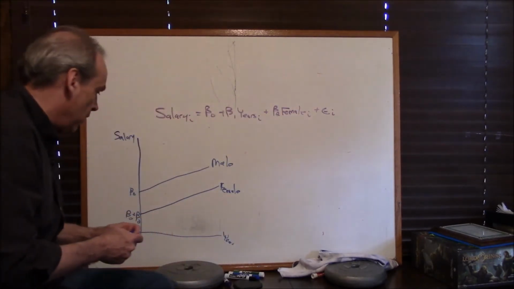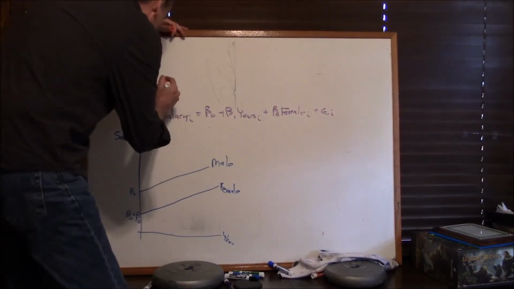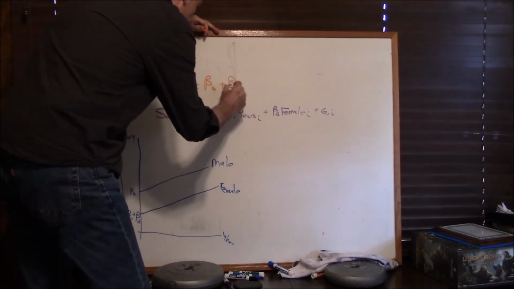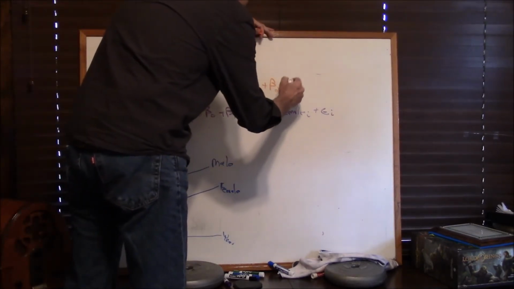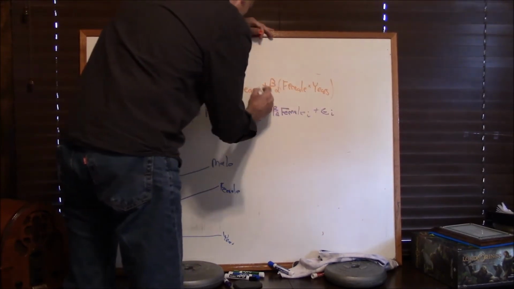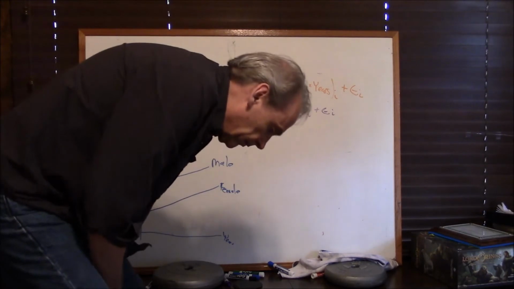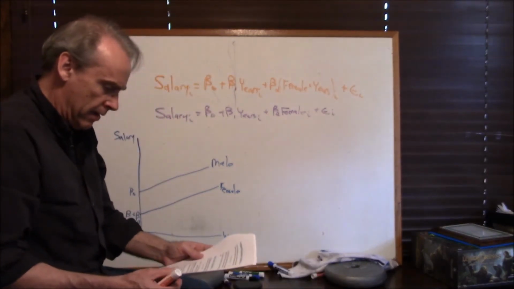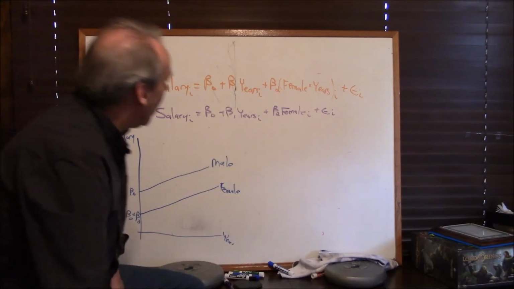All right, let me give you another regression here that I'm going to write in orange. Salary is equal to beta sub 0 plus beta sub 1 years plus beta sub 2 female times years plus the stochastic error term. Okay, now I have a slope dummy, which is what this chapter is talking about. Now I have a slope dummy instead of an intercept dummy.